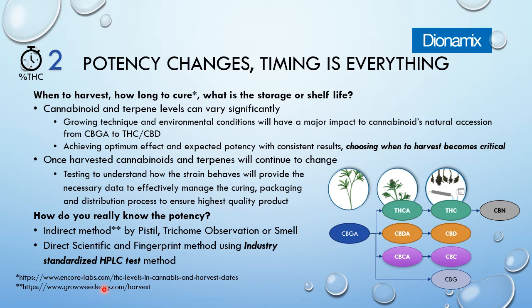The second method, which is the golden standard in the industry for testing cannabis sample potency, is the direct method, using high-performance liquid chromatography. Next, we will review how the technology works.